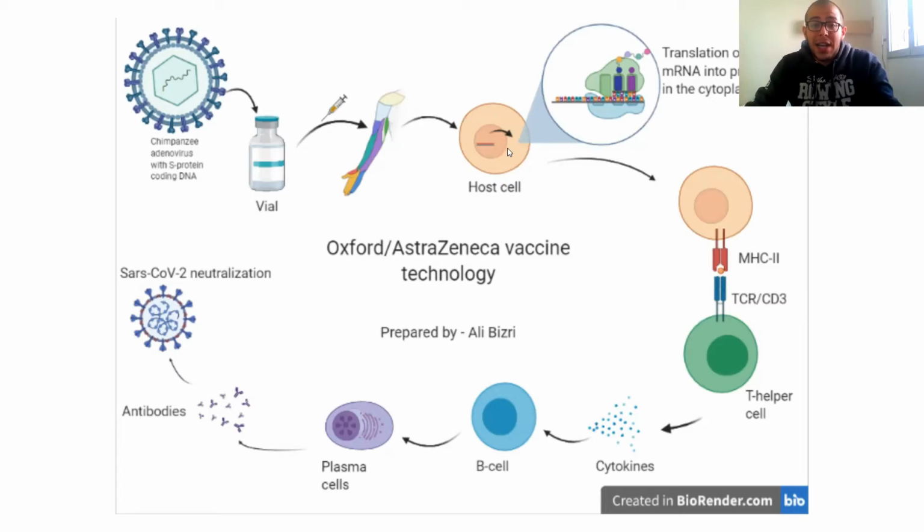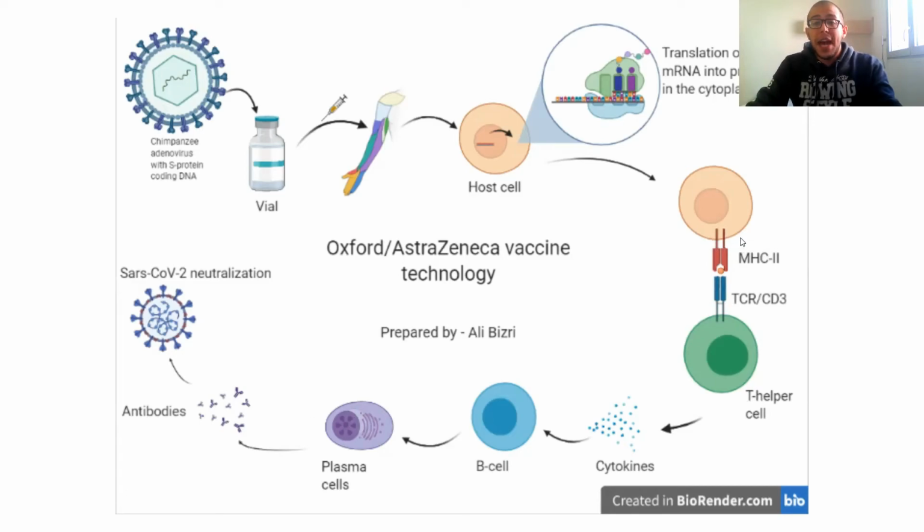So this mRNA now is going to be transported to the cytoplasm, where it's going to be converted into proteins via translation. Then these proteins are going to be expressed on the surface of the MHC class 2, where a chain of reactions are going to be taking place, where the T helper cells are going to be recognizing these proteins, then releasing cytokines, triggering the release of antibodies by plasma cells that are going to be playing major roles in the neutralization of SARS-CoV-2 upon entry.